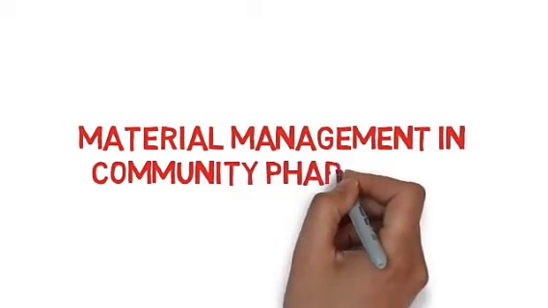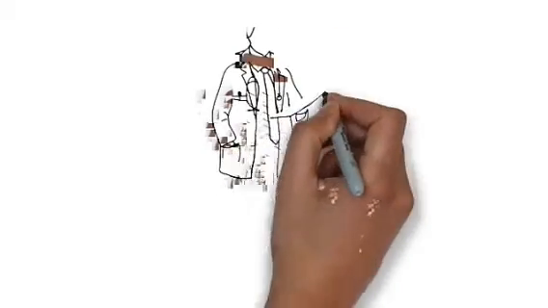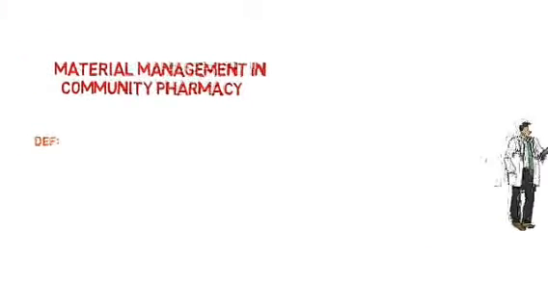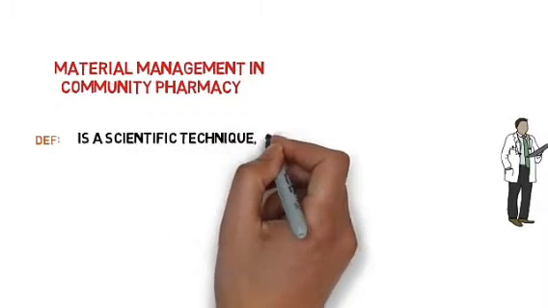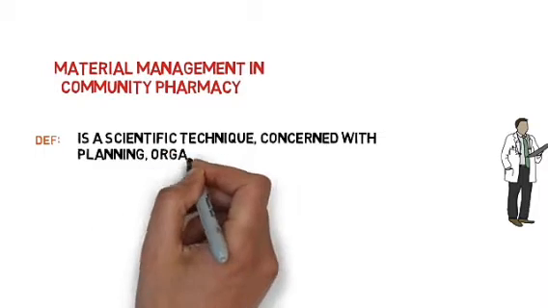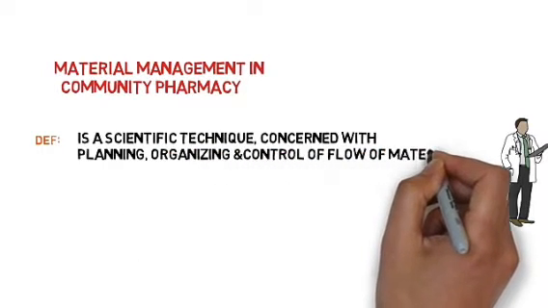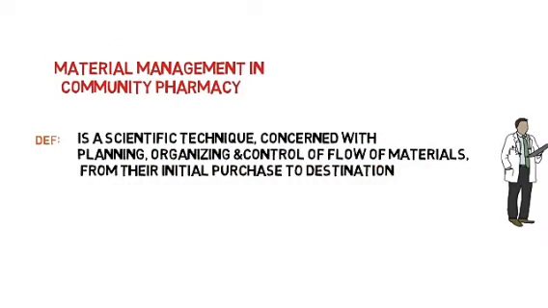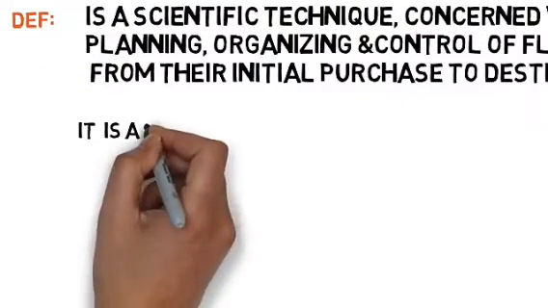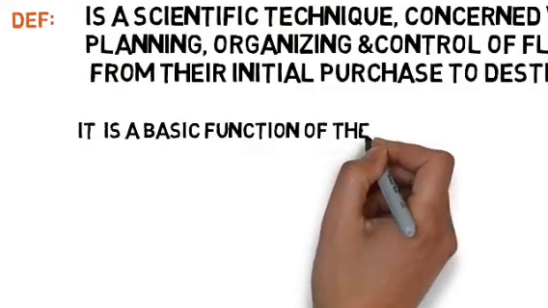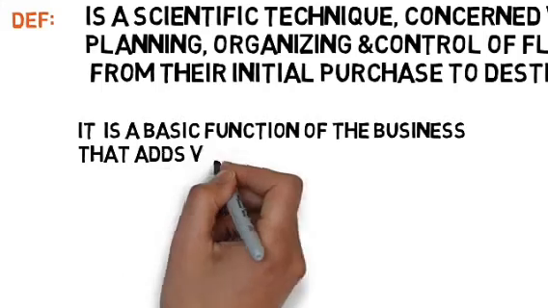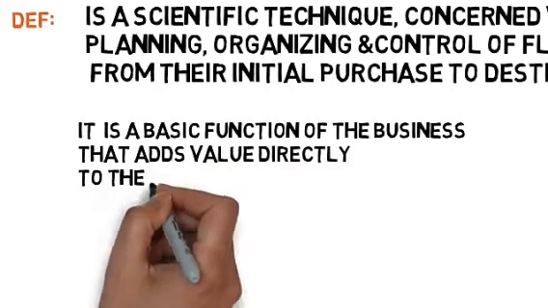Material management in community pharmacy. In that, first we will discuss the definition. It is a scientific technique concerned with planning, organizing, and control of flow of material from their initial purchase to destination. It is a basic function of the business that adds value directly to the product itself.